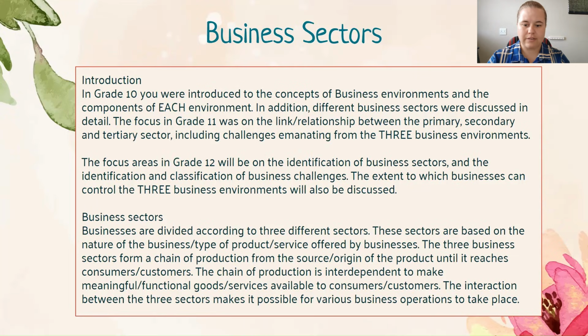All right, so looking at the business environments. Businesses are divided according to different sectors. These are based on the nature of the business, the type of product or service offered by the businesses. The 3 business sectors form a chain of production from the source or the origin of the product until it reaches the consumers and the customers. The chain of production is interdependent to make meaningful or functional goods and services available to the consumers or the customers. The interaction between the 3 sectors makes it possible for various operations to take place.